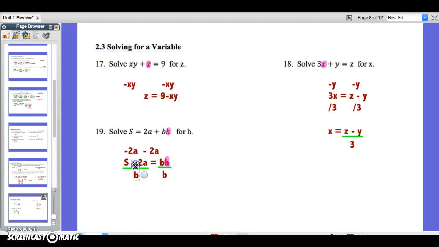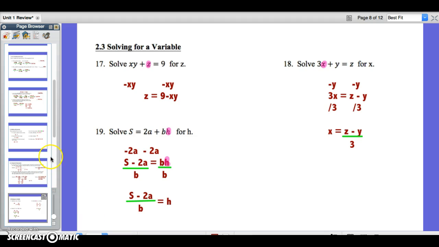Now I can't actually simplify this anymore because it's so many variables, there's nothing that can be combined. So all I'm going to do is rewrite it so that the h term is actually by itself. So s minus 2a, I'm going to draw my fraction bar, divided by, and then type my b, and all of that is going to be equal to h. I'll move that so it looks a little bit better. Boom, there's our answer.